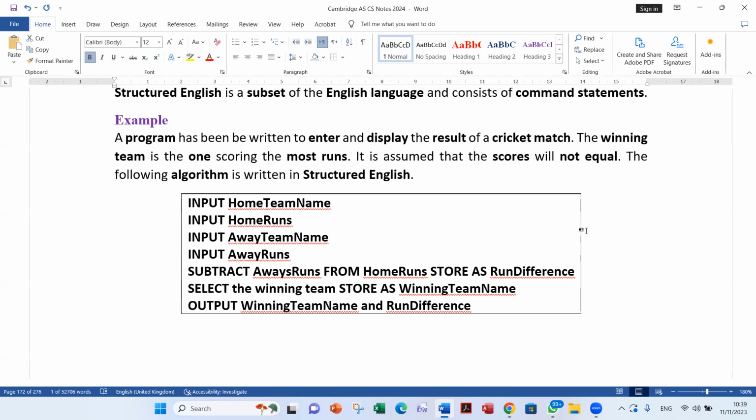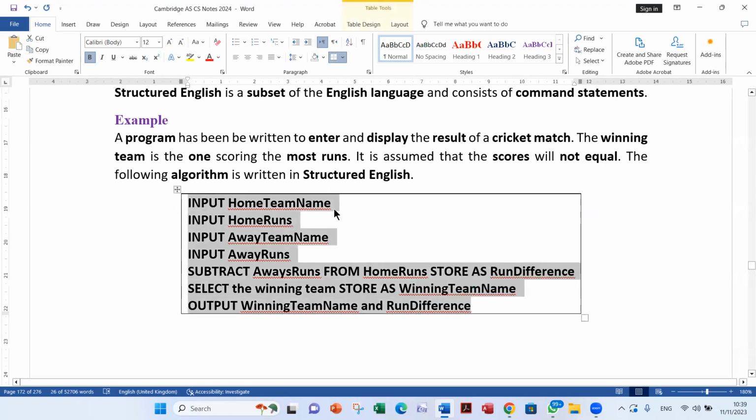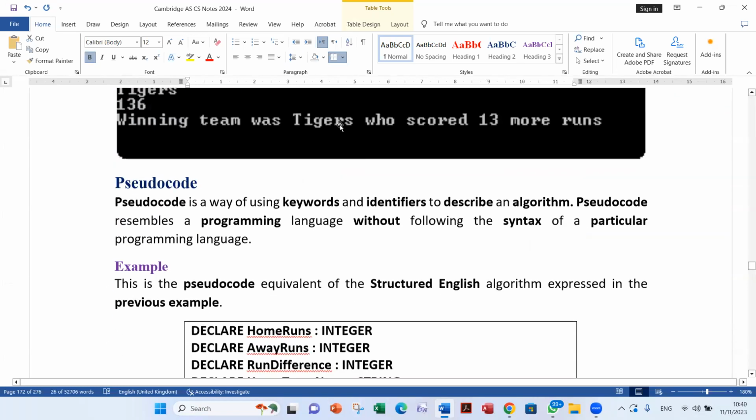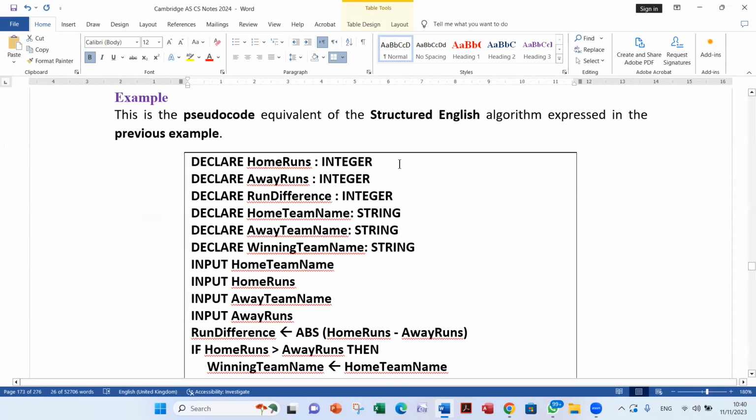One of them wasn't in the O level. It's called structured English. This is an algorithm written in structured English. This is so simplified. Structured English is English. You just express it. It's not a program yet. You express it in English. So it's English, however, it is structured. It is commands that soon will become algorithms, soon will become pseudocode.